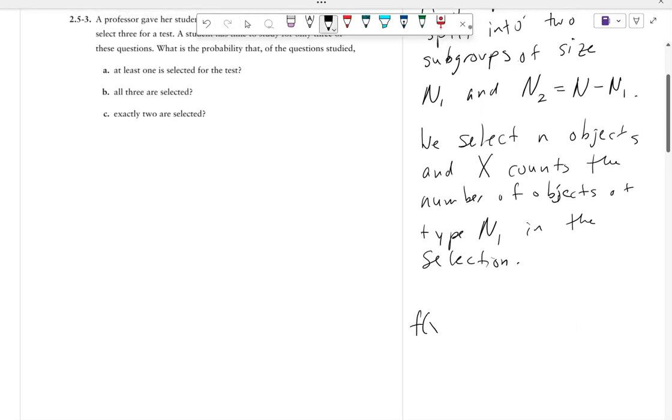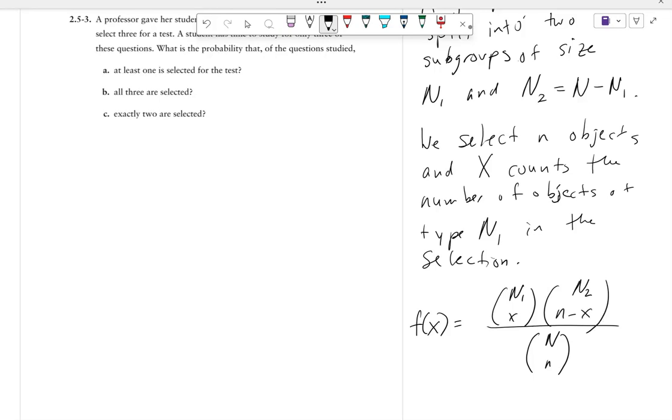Your PMF is, well, the denominator is that I'm selecting little n objects from the group of capital N, right? The bottom is just the number of ways that we choose little n objects from a group of big N. And we want x of type 1, and then the rest have to come from type 2.